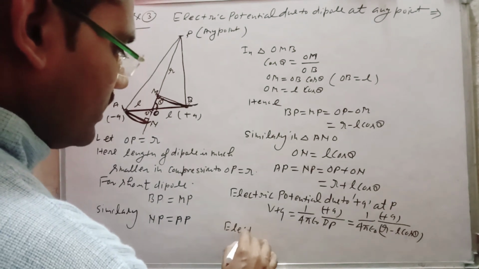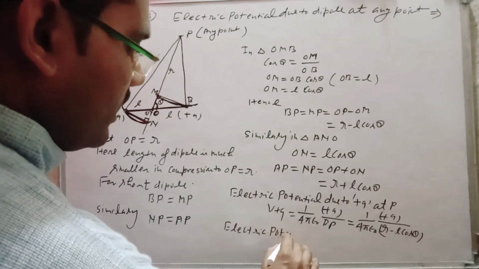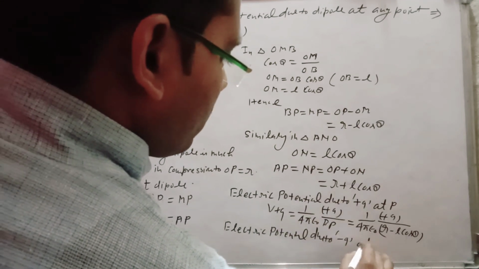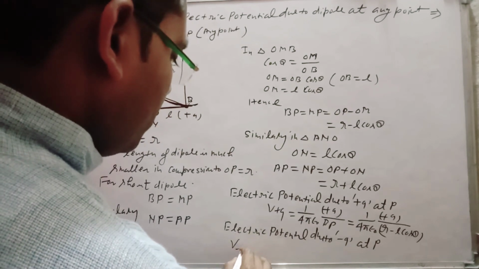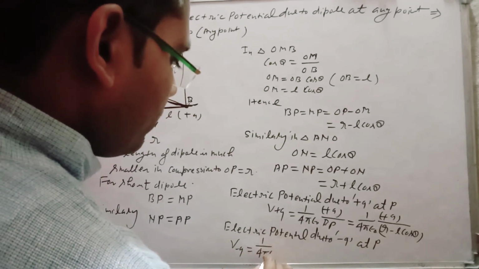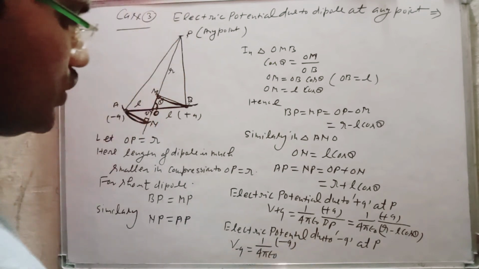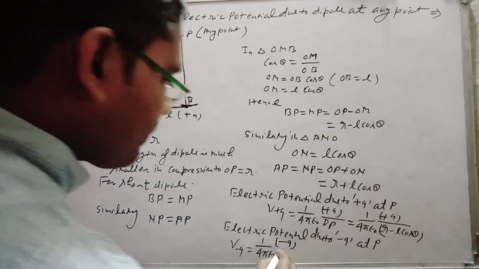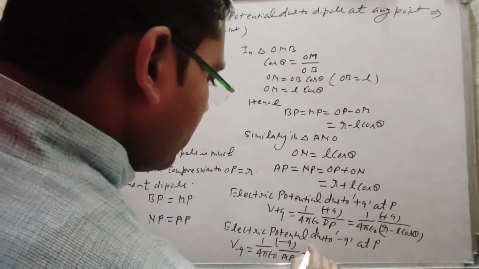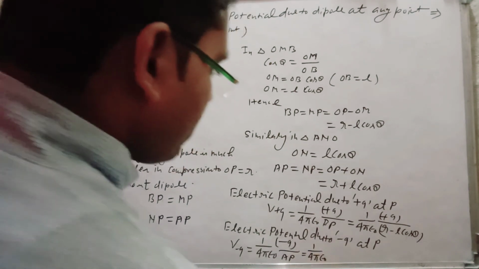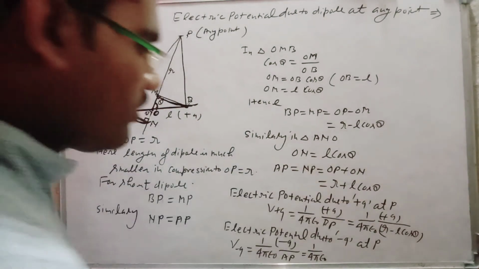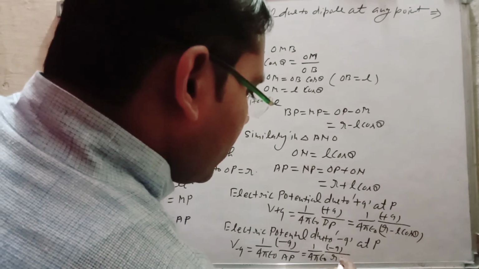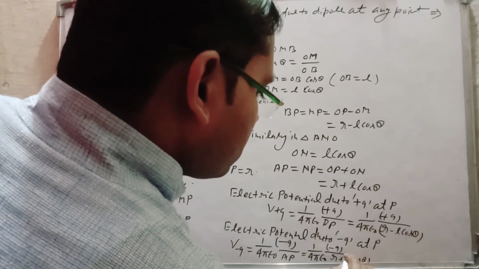Now the electric potential due to minus Q at P, V minus Q, is 1 divided by 4 pi epsilon naught times minus Q, and the separation between minus Q and P is AP, so divided by AP. And what is the value of AP? AP is equal to R plus L cos theta. Now substituting the value of AP, it is R plus L cos theta.